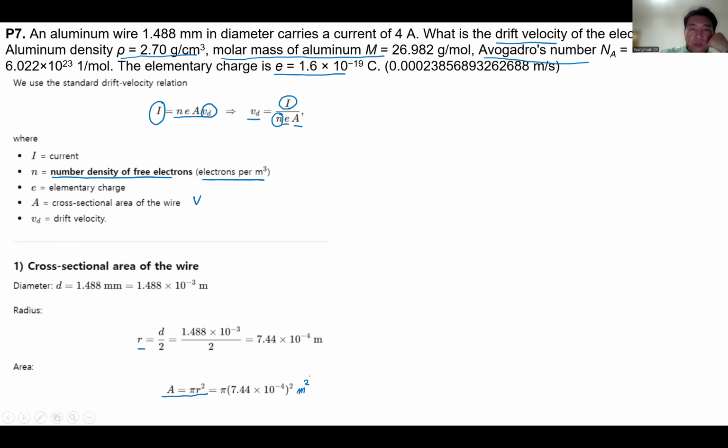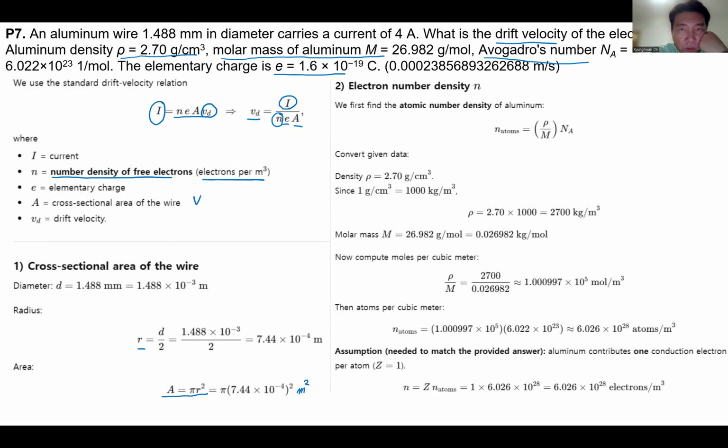Okay, so this is the A we want to have. And then what about the electron number density? This is the core of this problem. So what information is given? If you look at it, we want to find the number density, not the mass density. So how do we find the atomic number density from the given information?